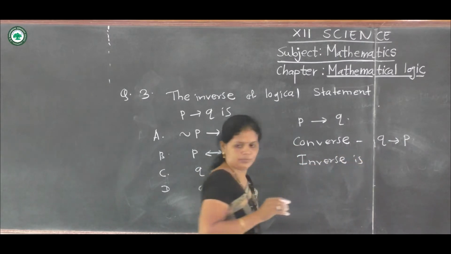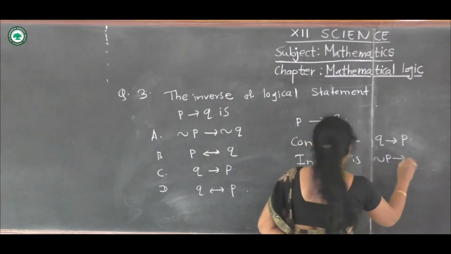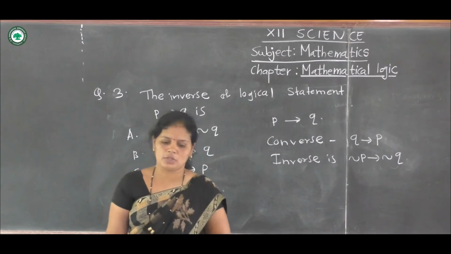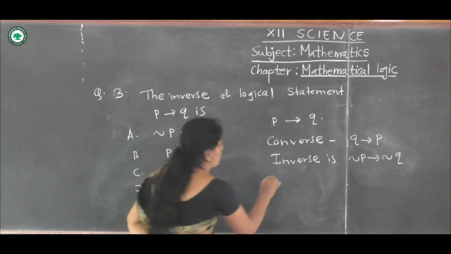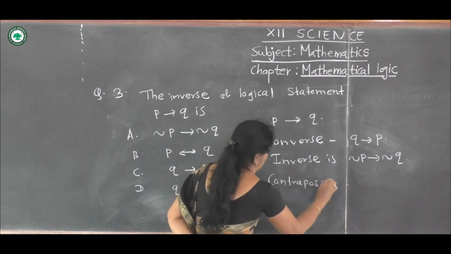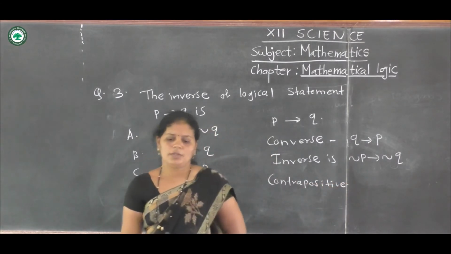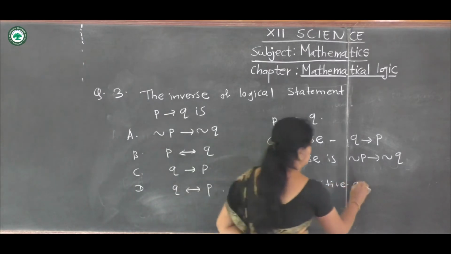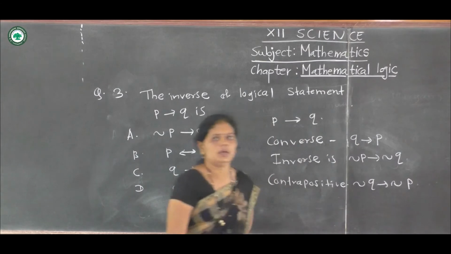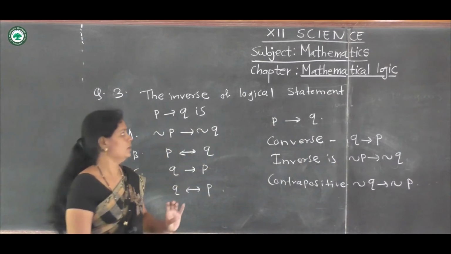Inverse is negation of P implies negation of Q. Contrapositive is negation of Q implies negation of P. This theory part we are seeing in the chapter logic.